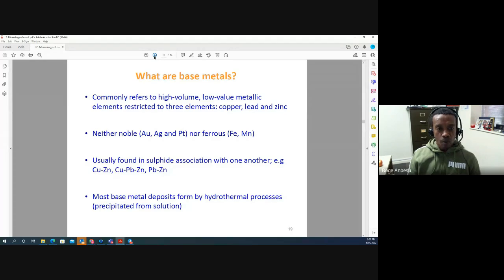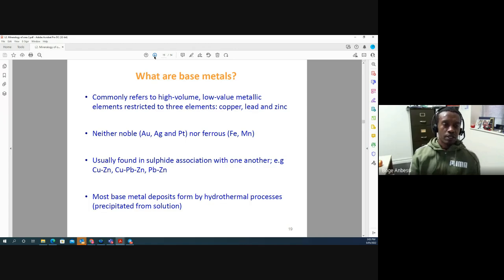Grade is how much copper is in that deposit, or how much lead is in that deposit, or how much zinc is in that deposit. Maybe we're talking about percentages here. So it could be 0.5% or 5% copper. Okay, so grade tells you how much of that specific commodity or element. Volume is more tonnage, how large is the deposit itself.